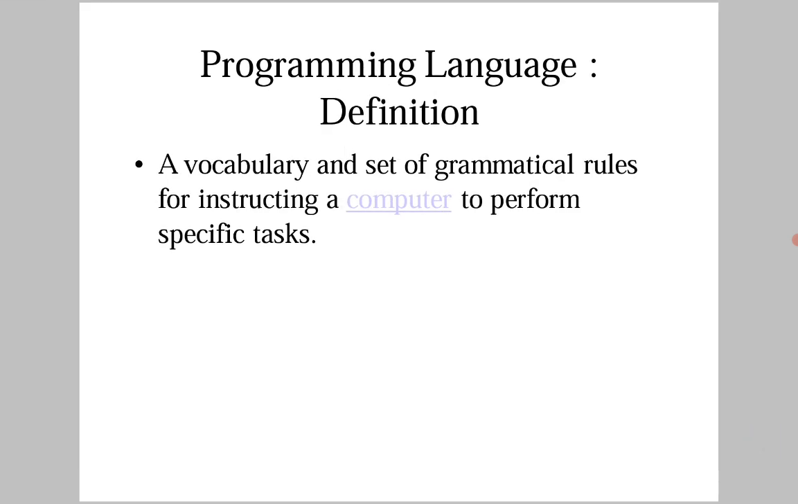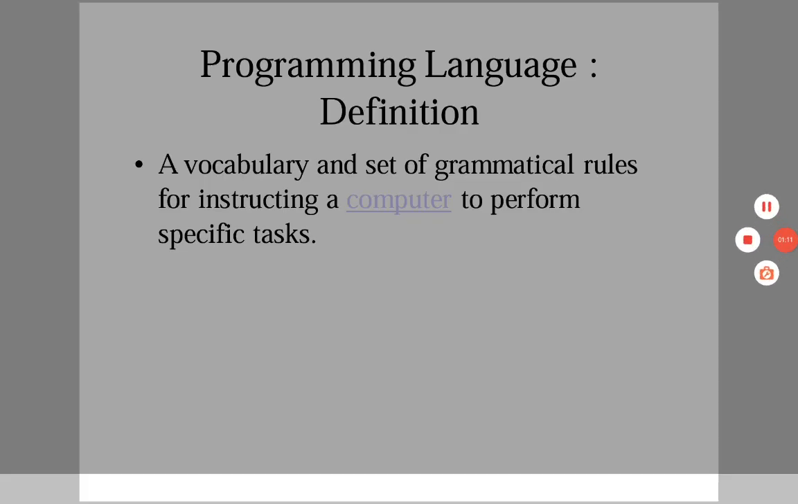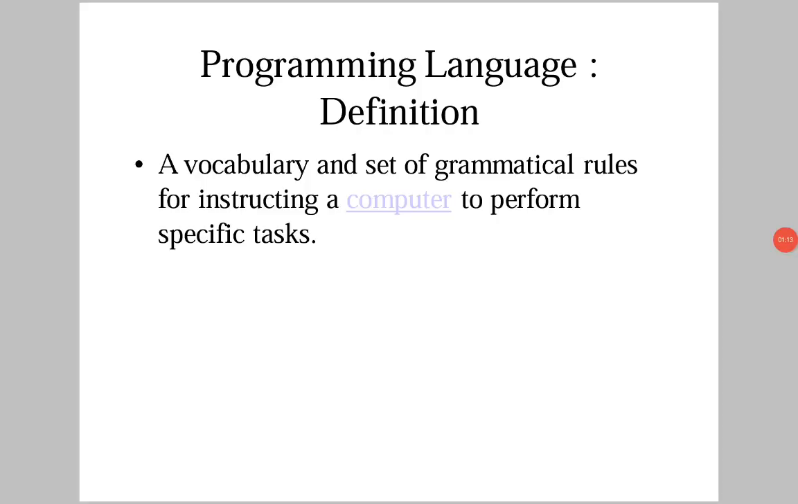So, what is a programming language? A vocabulary and a set of grammatical rules for instructing a computer to perform specific tasks. A programming language is nothing but a set of instructions, commands, or statements which are used to write code, programs, or applications for day-to-day life, to run the computer or to do user specific tasks.